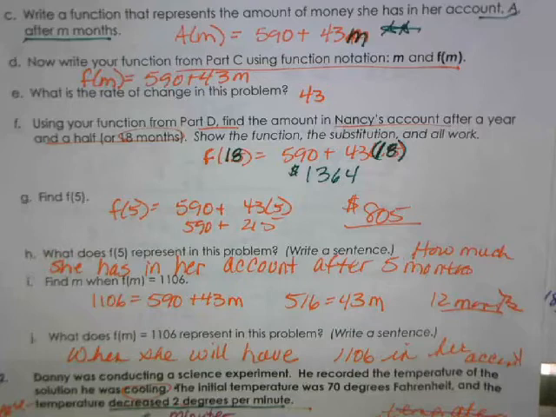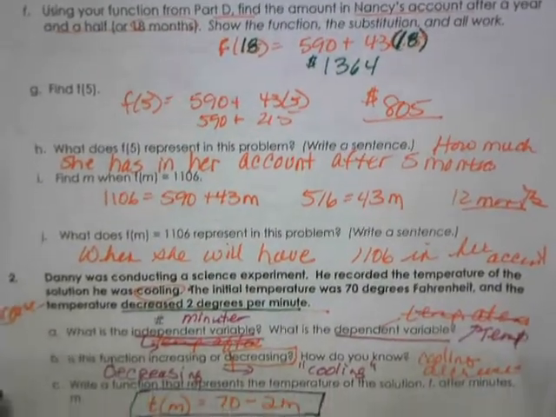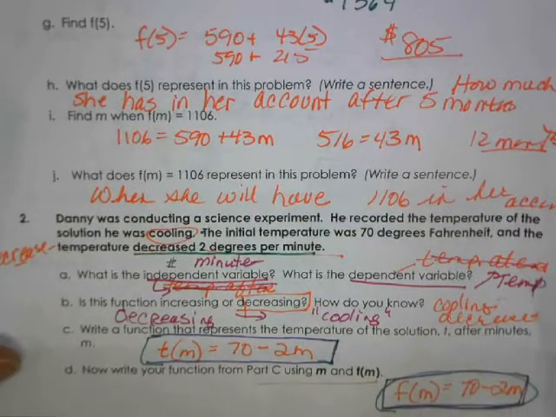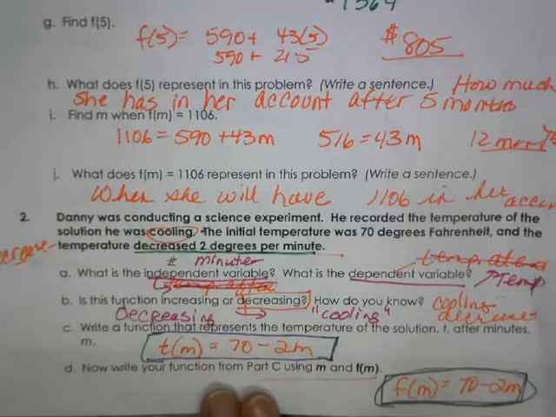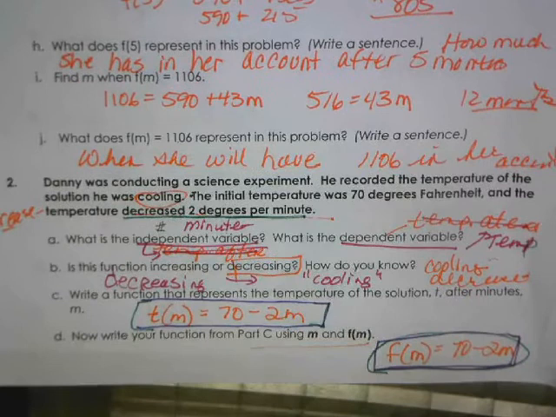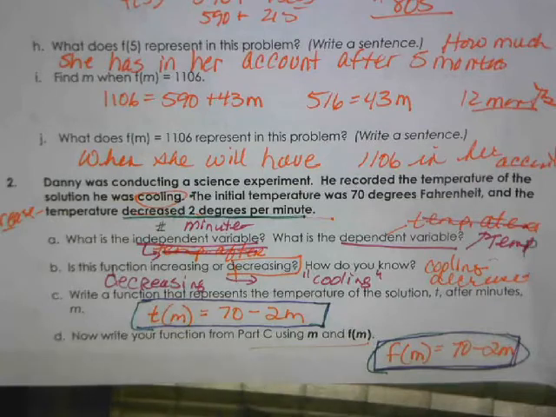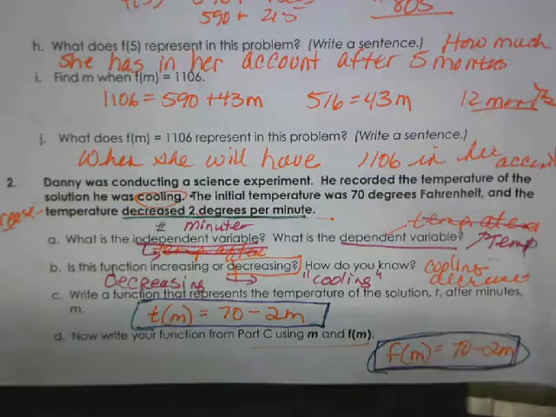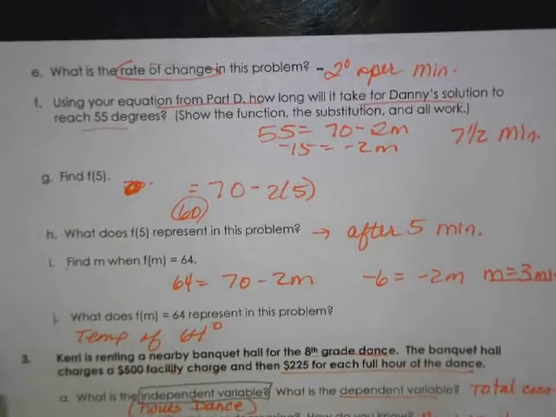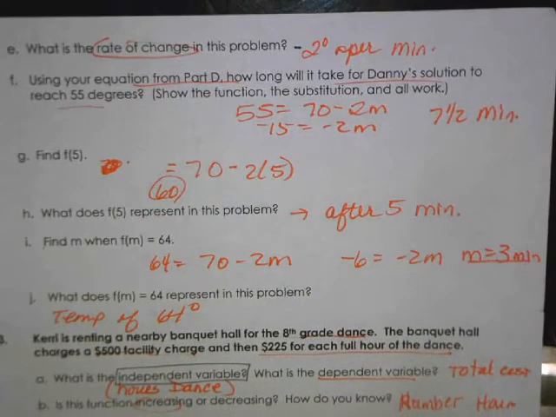And then Danny did this science experiment, and I kind of filled the answers out in different colors. This is a decreasing, right, because he's cooling something and it goes down. Again, you can hit stop if you need to look at it, or pause. And then here's the rest of Danny's. It's all in the orange pen.